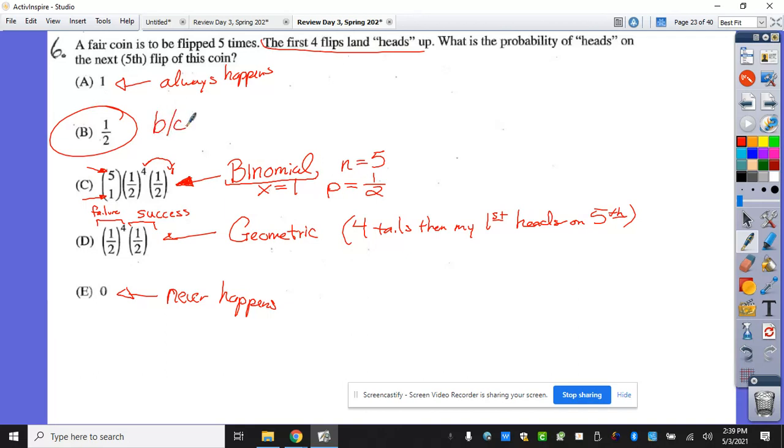I don't care what the first 4 were because coin flips are what? Independent. And it does not ask what scenario that all of this happened. It's saying, okay, I'm going to give you some background knowledge, it doesn't matter. Now, what's the probability that my next one is this?